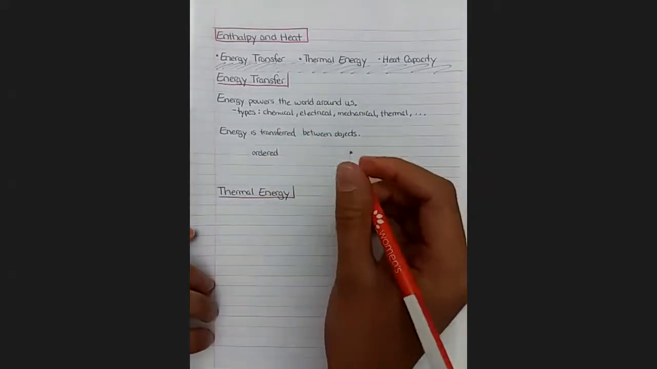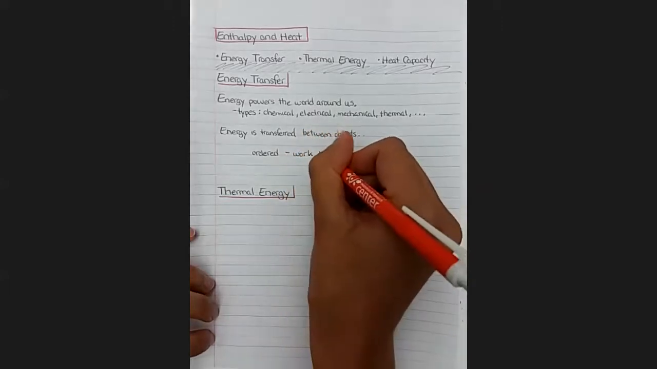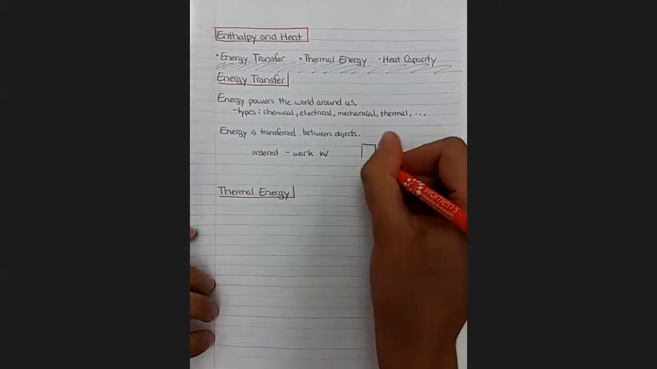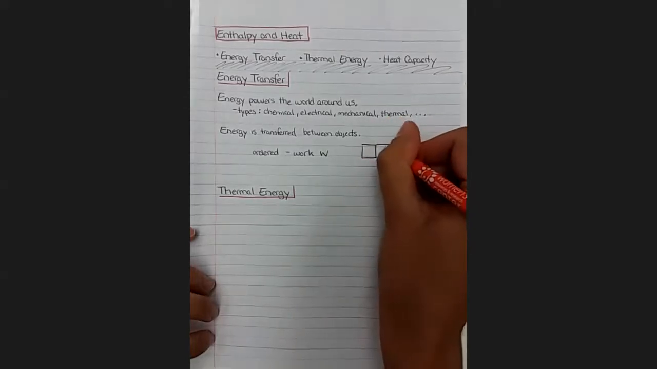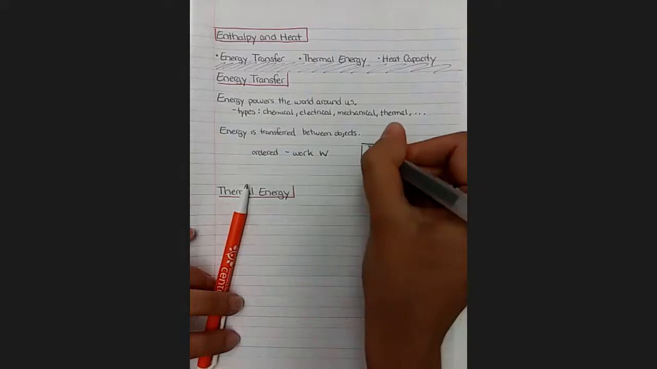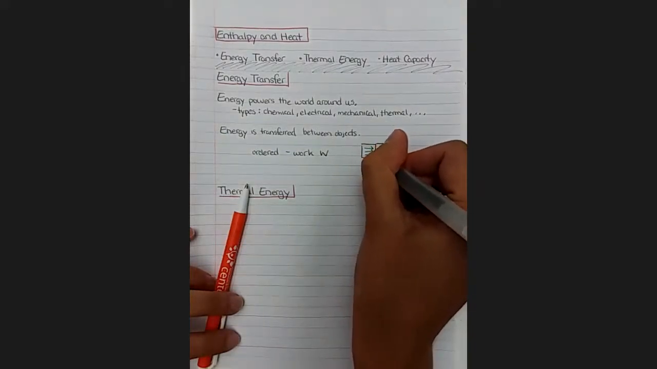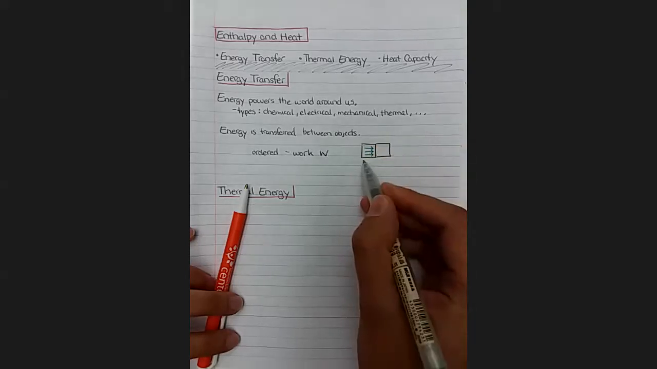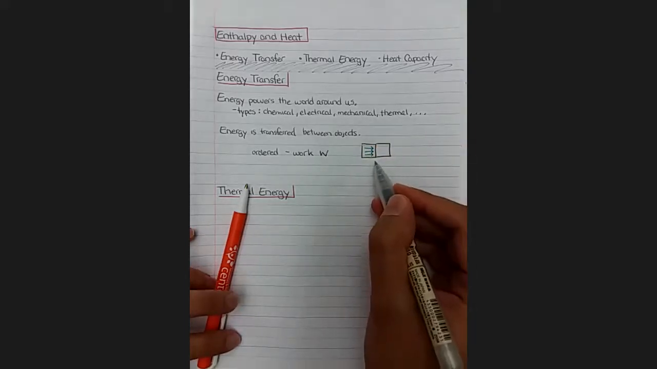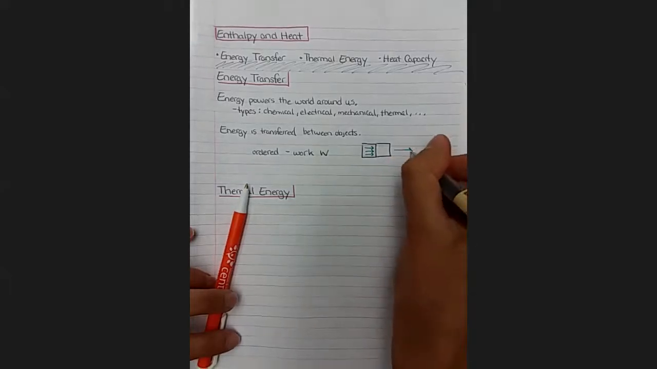If it's an ordered transfer, we call this type of energy transfer work, and we use the symbol W. If we had two objects that came into contact with each other and work was happening, the transfer of energy would be in an ordered way. All of the molecules in the first object would be moving in the same direction together, and that's what would move the second object as work.